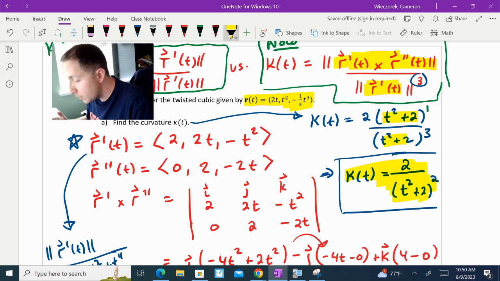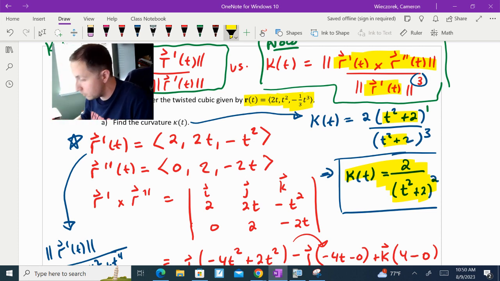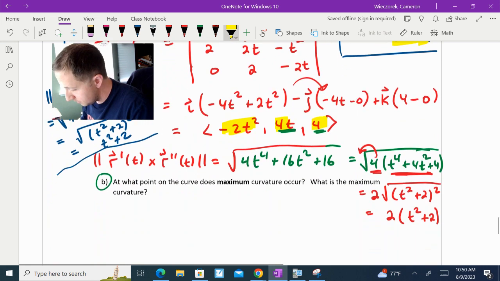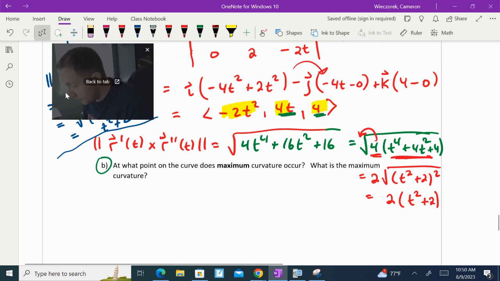And then I can evaluate it. The idea is that at different values of the parameter t, I can figure out the value of the curvature along the curve for different values of t. And we want to try now in part B, the whole point of this, is to figure out where is the maximum curvature. And you can take a look on CalcPlot3D.